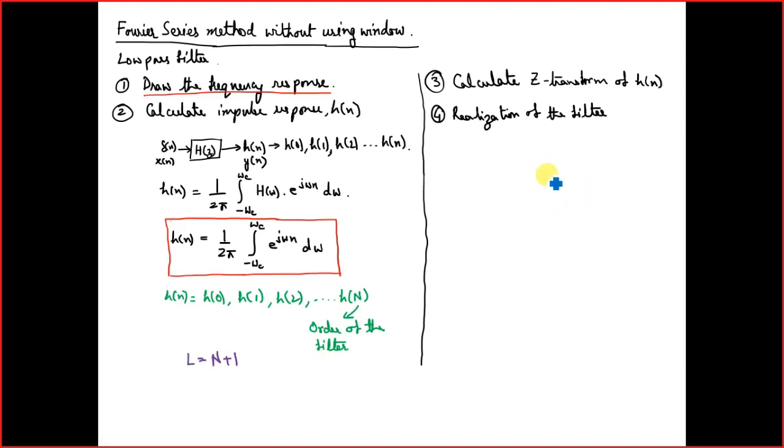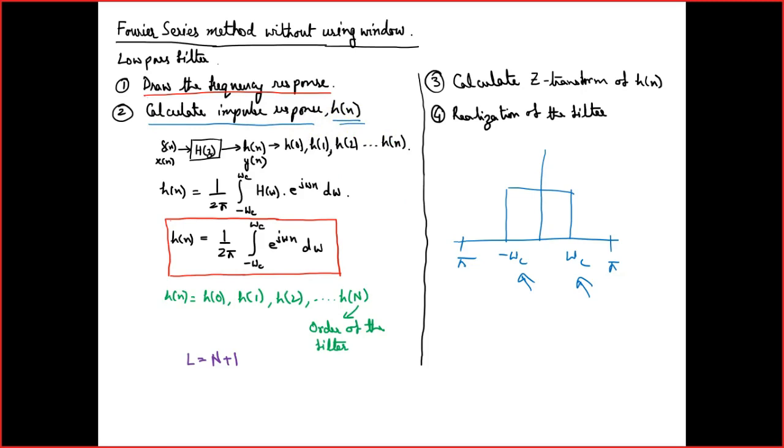So we know that for our filter, it is minus omega c to omega c, and then we have minus pi to pi, right? Now second, once you have drawn this frequency response and identified omega c, you can place the values of minus omega c and omega c into the frequency response, right? The next important thing is to calculate the impulse response, which is given by h of n.